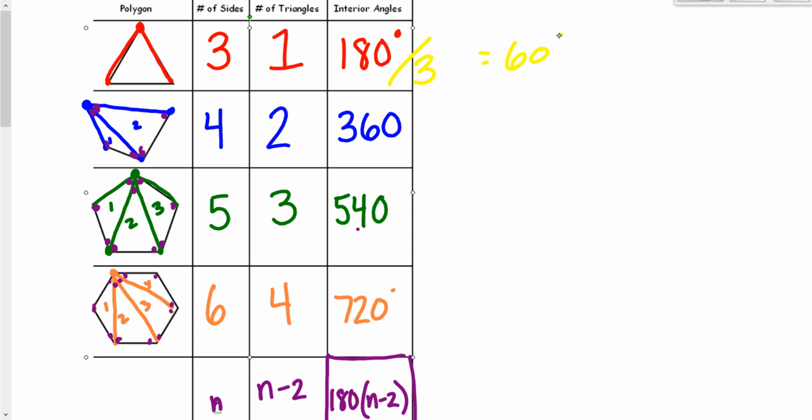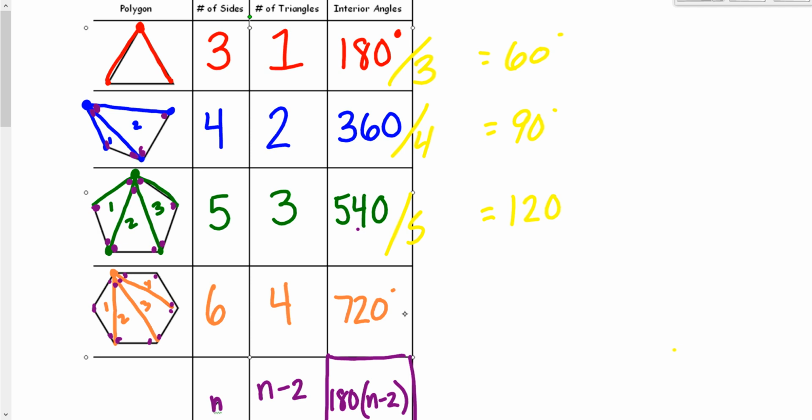What is the measure of one of the angles of a regular quadrilateral? Well, I take 360 and divide it by how many angles there are, and they're each 90 degrees. The 540 I would then divide by 5, and that would get me 120.